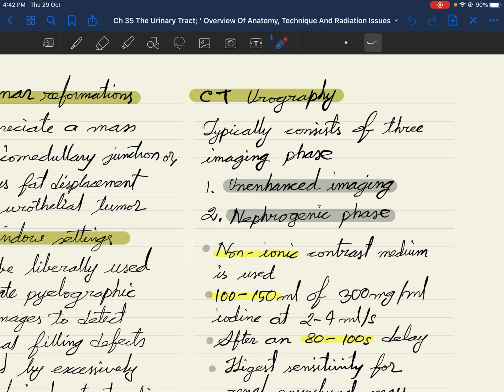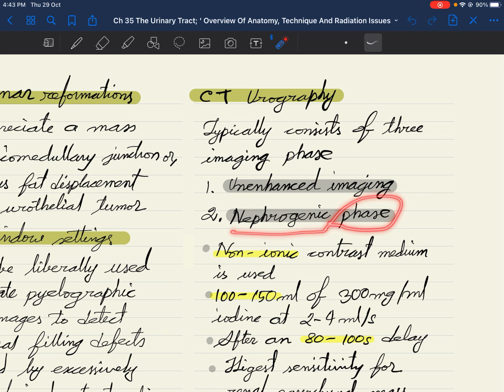In CT urography, three imaging phases are used. One is unenhanced imaging. That means we do not use any contrast in this imaging. That's why it is called unenhanced. And then we use the nephrogenic phase. Nephrogenic means we want to see the kidney in this phase, but how can we do it?